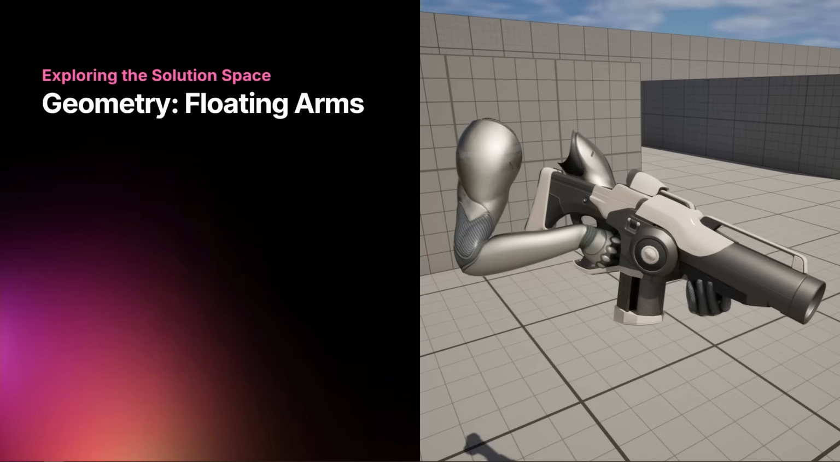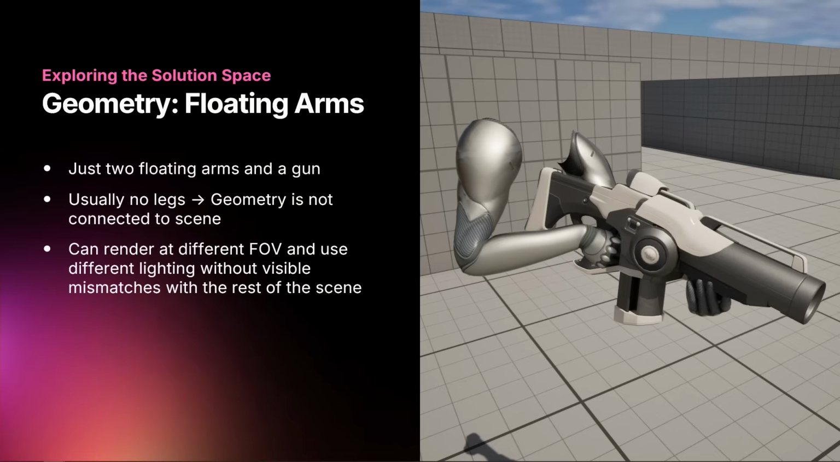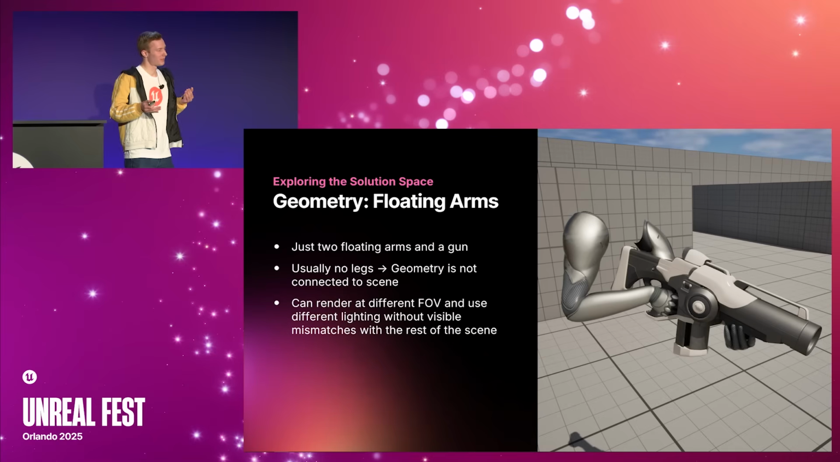Okay, so next up, floating arms. You'll see this is a recurring theme here. So it's just two floating arms and the gun. No legs, so the geometry is not connected to the scene, and that just means we can render it at a different field of view and use different lighting if we have to, to fix the other issues. And there are no visible mismatches since it's not connected to the scene in the first place.